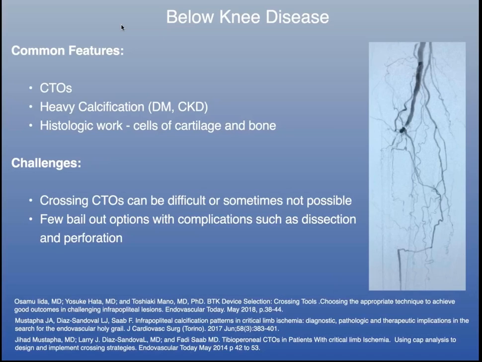Well, you're obviously dealing with CTOs, typically long diffuse chronic total occlusions. They're heavily calcified 75% of the time compared to above knee disease, especially in diabetics and patients with CKD. And there's some early histologic work that's shown that there's cells of cartilage and bone in these occlusions. So you can imagine trying to recanalize these sometimes can be very difficult, or sometimes not even possible. The other thing that makes them challenging is that you don't have a lot of bailout options when you're dealing with below knee and below ankle disease in terms of dealing with dissections and perforations like you do, say, in an iliac artery or an SFA or even a popliteal artery.